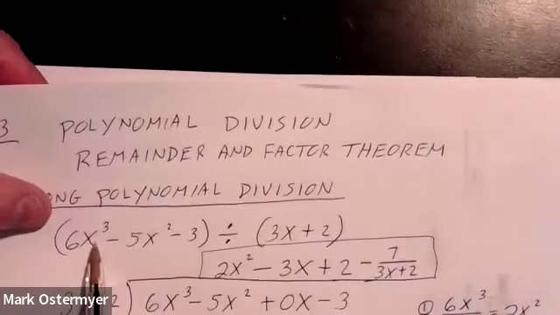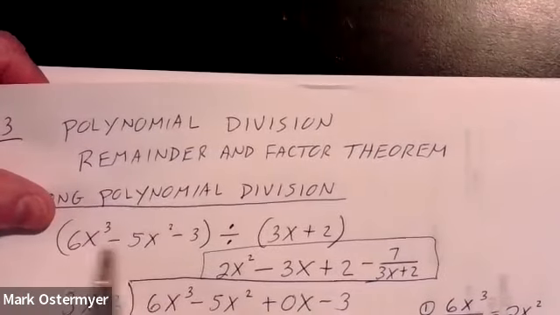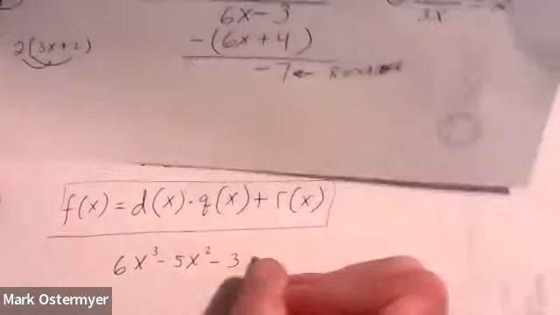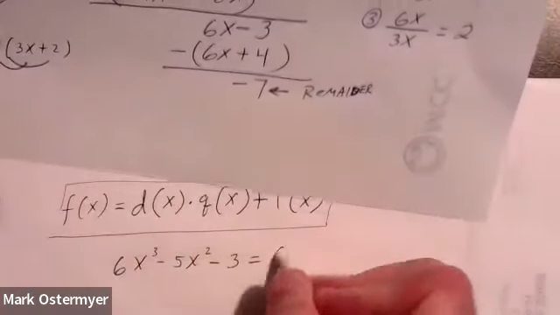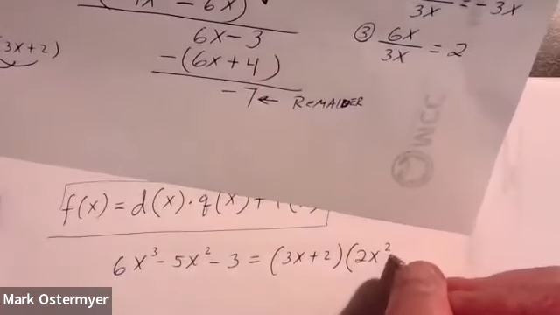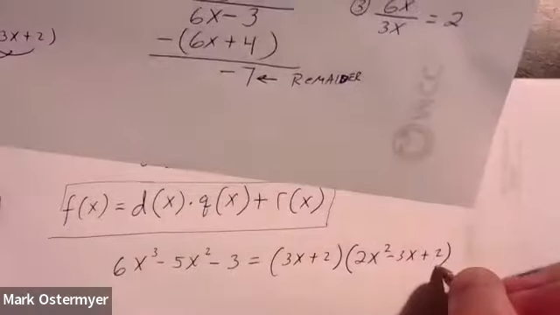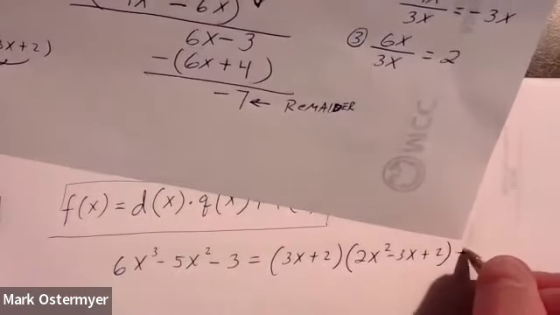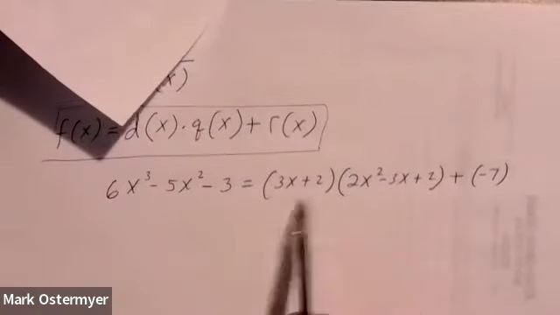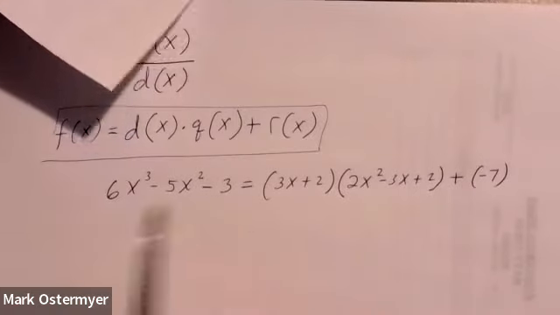So if I wanted to represent the answer a different way, I could say 6x cubed minus 5x squared minus 3 is equal to my divisor, which is 3x plus 2, times my quotient, which is 2x squared minus 3x plus 2, plus my remainder, which is to say plus a negative 7. And there you go. I guarantee if you were to multiply this all out and gather together like terms, you would get back your dividend here.